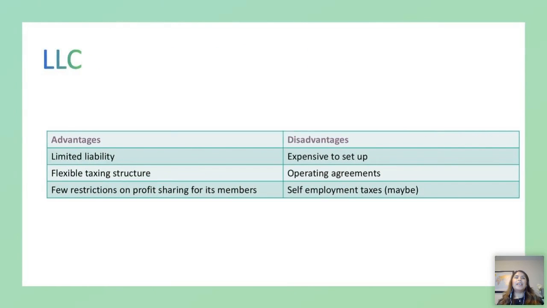An LLC. So an LLC is great because it gives you limited liability. So it prevents other people from coming after your personal assets. It's a flexible taxing structure. So I get questions about this all the time. An LLC is actually a legal entity. It's not a taxing entity. So an LLC can be taxed many different ways. It can be taxed as a sole proprietorship, as an S corp, as a corp. So that's one of the great advantages of an LLC. The greatest advantage is that it's flexible. It moves with you.